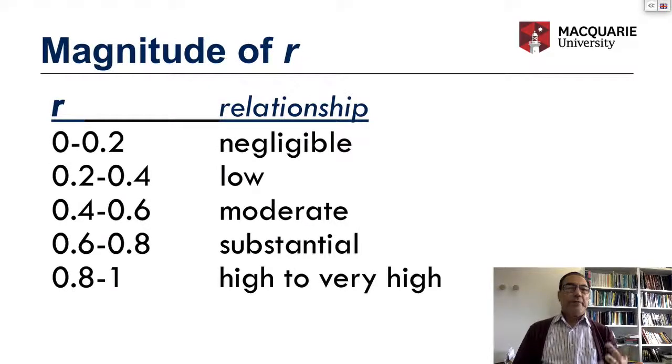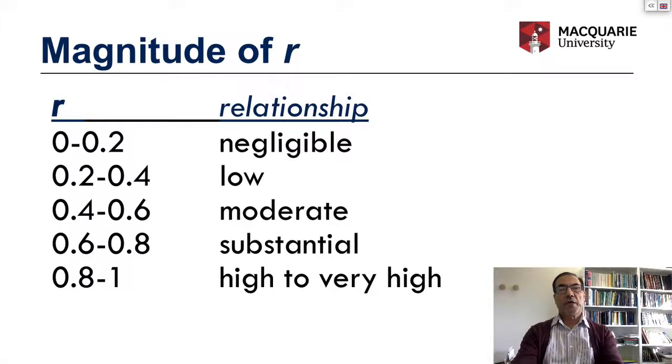A rule of thumb, and this is something that you might find in a research methods textbook for the interpretation of the magnitude of the correlation coefficient, is that usually correlations between 0 and 0.2 are considered negligible or very low. Between 0.2 and 0.5 is considered low, and between 0.4 and 0.6 moderate, and 0.6 and 0.8 substantial, and 0.8 to 1 is high to very high.